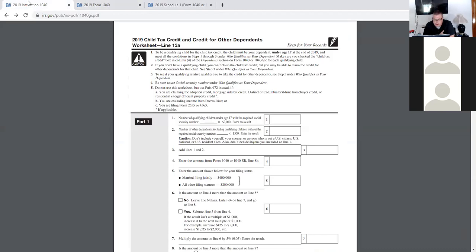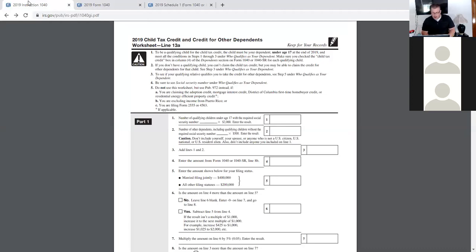Do not use the worksheet, but use publication 972 instead if you are claiming the adoption credit, mortgage interest credit, DC first-time home buyer credit, or residential energy efficient property credit. We're not doing any of that. B, you're excluding income from Puerto Rico, or C, you're filing Form 4563. We're not doing any of that. So let's start on part 1 here.